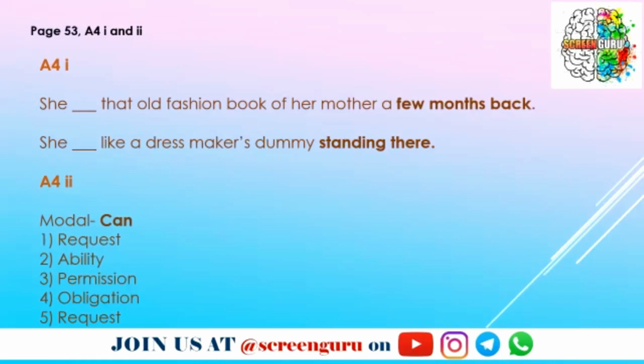Next, she something something like a dressmaker's dummy standing there. Some of you might go with will be feeling, but will be feeling comes as a future continuous tense. The sentence is in past tense because if it was in future tense, the sentence would have been she will be feeling like a dressmaker's dummy when she stands over there. So since standing there already indicates past tense, it will be she felt like a dressmaker's dummy standing there.